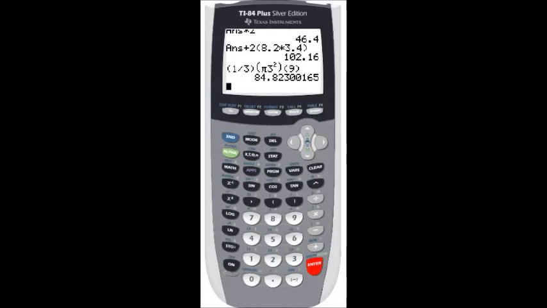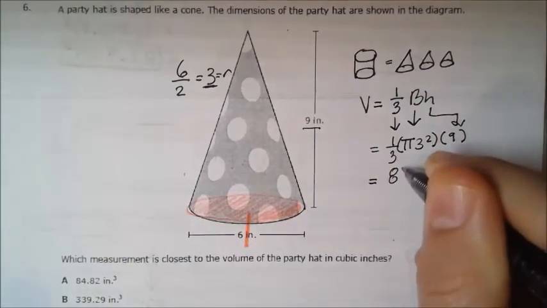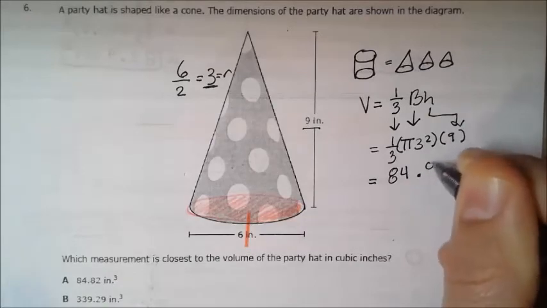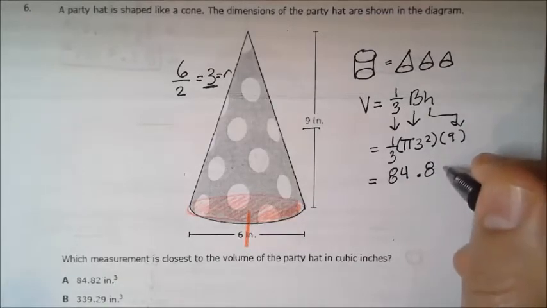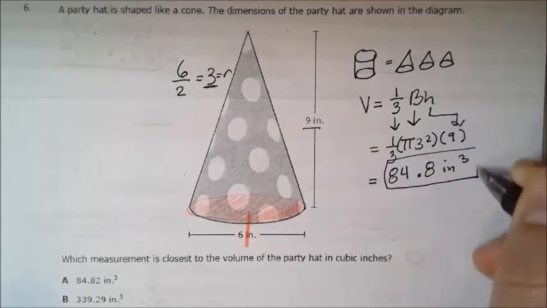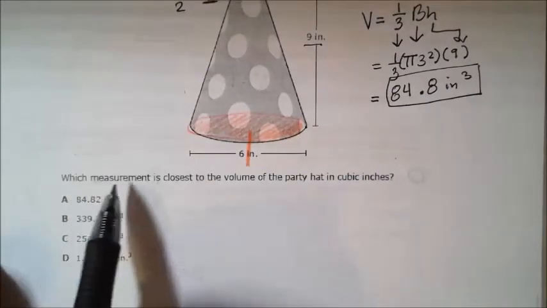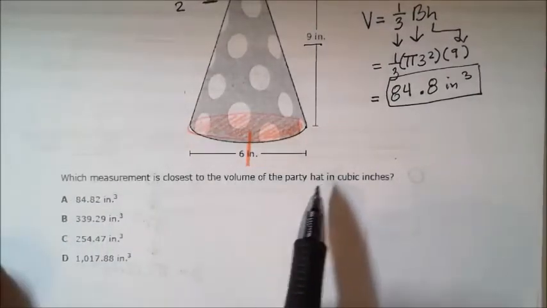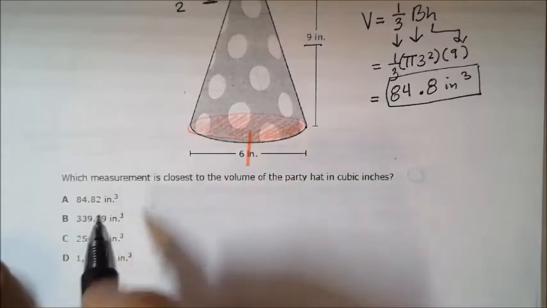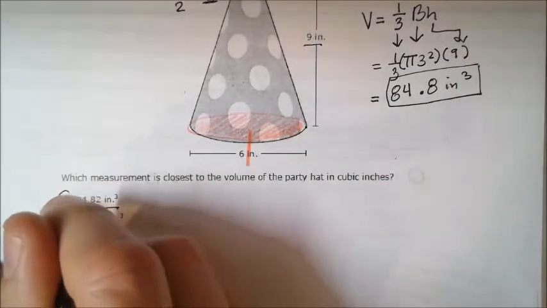So let's go ahead and document that. So we got 84.8 inches cubed. And the closest answer we have to that, if we look at our answer choices right here, it says which measurement is closest to the volume of the party hat in cubic inches, and that would be A, 84.82 inches cubed.